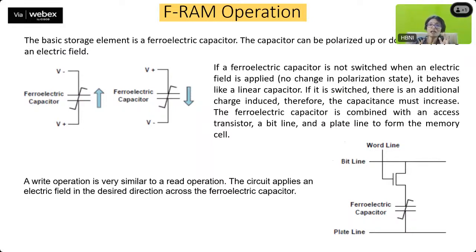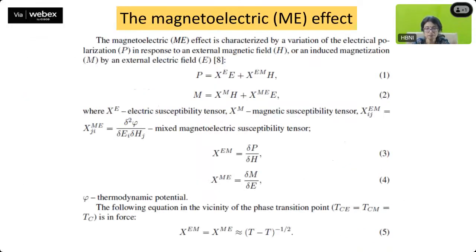The ferroelectric capacitor is combined with an access transistor, as you can see over here. You also have a bit line, a plate line, and a word line. All this together forms the memory cell. The write operation is very similar to the read operation. The circuit applies an electric field in the desired direction across the ferroelectric capacitor, and the entire process goes on in the reverse manner.